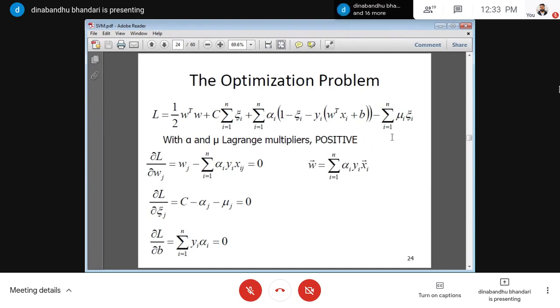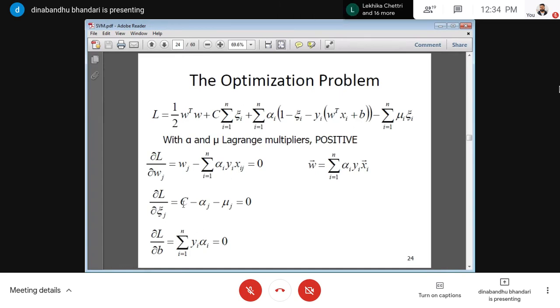Now, all these alphas and mu's will be greater than or equal to 0. To solve it, same thing, we differentiate this L with respect to W, and you will get W equal to the summation of alpha i, yi, xi. You can see that, with respect to W, there is only one set of W here. Now differentiate with respect to B, it is the same, where alpha i, yi and B are involved.